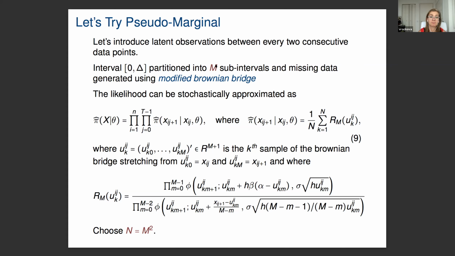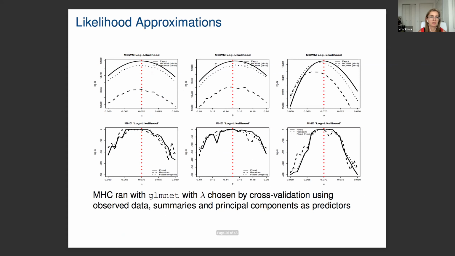So let's take a look at some comparisons. These are plots of the estimated log likelihood. The exact one is the black curve, and the top panel corresponds to the pseudo-marginal. I'm using one particular implementation of the pseudo-marginal called MCWM, Monte Carlo within Metropolis. That's not the state of the art, I guess. It's not the most elaborate version of the pseudo-marginal, but it's the simplest one to implement.